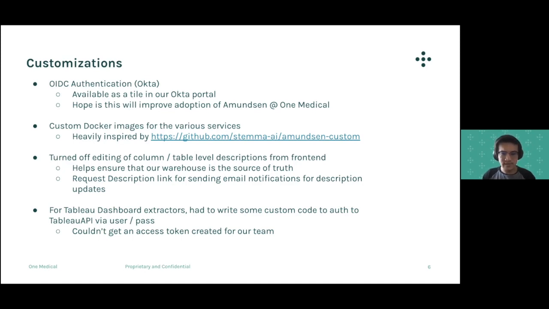We also turned off editing of column and table level descriptions in the front end, mostly to help ensure that our warehouse is the source of truth. We don't want folks going in to make edits, because that might bring the descriptions in the warehouse and Amundsen out of sync. To help alleviate that, we enabled the request description link, which will send an email notification to our team if people want to request description updates.